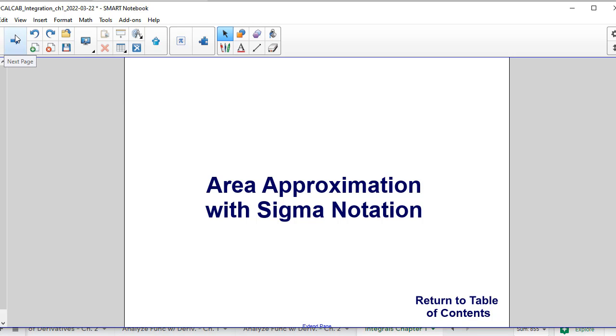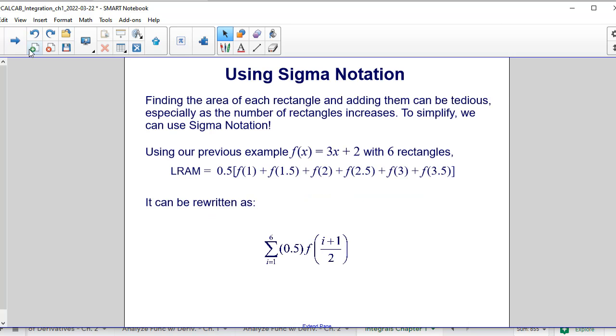Area approximation with sigma notation. In this portion of the lesson, we're going to relate area approximation, area under a curve, and how we can use sigma notation. So finding the area of each rectangle and adding them together can be tedious, especially as the number of rectangles increases. To simplify, we can use sigma notation.